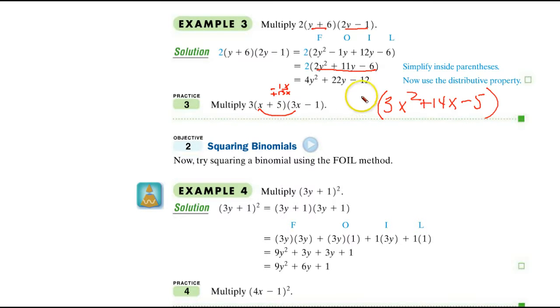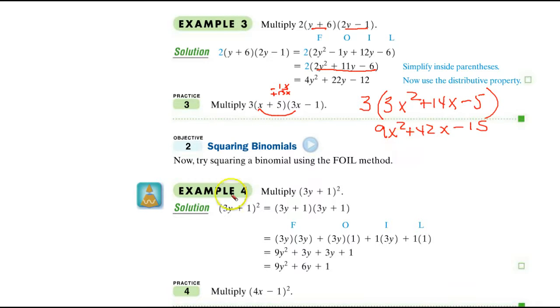So now I can multiply everything by 3, and I get 9x squared. And then 3 times this is a positive 42x minus 15. So again, you would FOIL this, 3x squared, a negative 1x, a positive 15x, ends up as a positive 14x, and then the last, a negative 5. Okay?